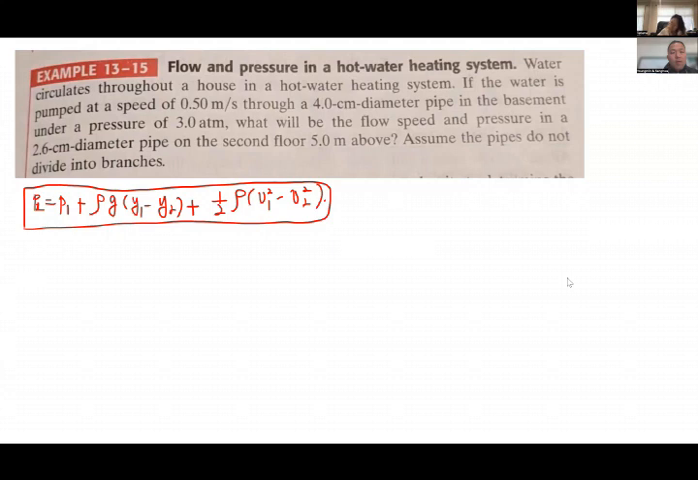So the description of this problem sounds really complicated, but all you need is to plug the numbers into this formula, I mean, Bernoulli's equation. So basically all the parameters, the pressure and the height of two different spots and the speed of the water, they're all provided in this problem. So you need to plug them into this formula.